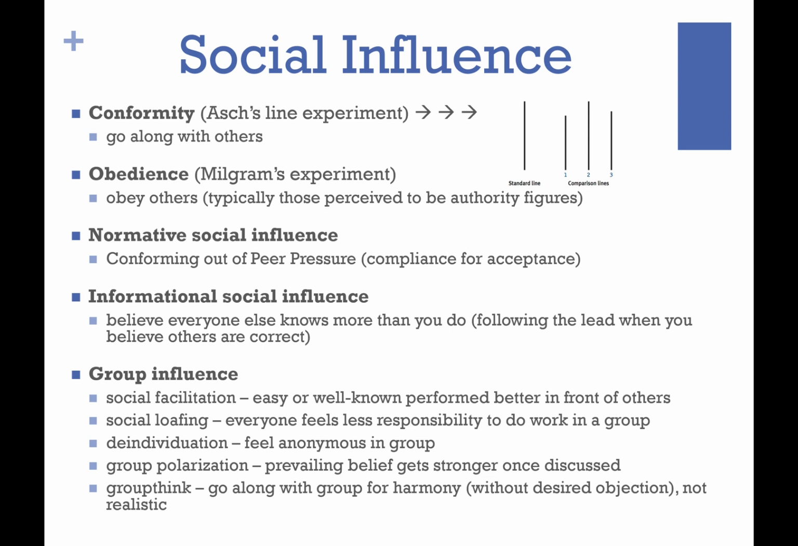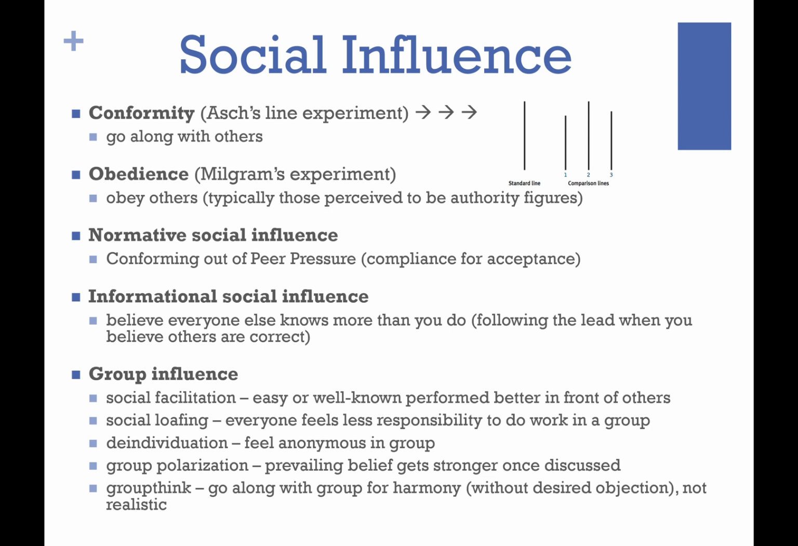Whereas informational social influence is a little bit different. Informational social influence is still someone conforming to a group standard, but they're not doing so out of peer pressure. They're doing so because they don't have a level of expertise, and they believe that the group knows better than they do. So in other words, in essence, they're following the lead of other people that they believe to be correct.